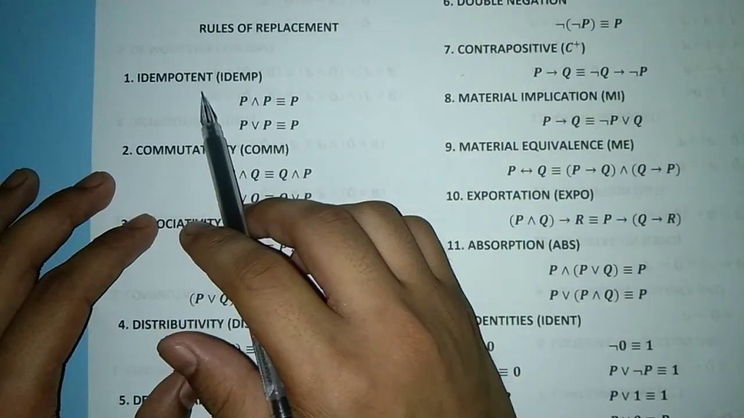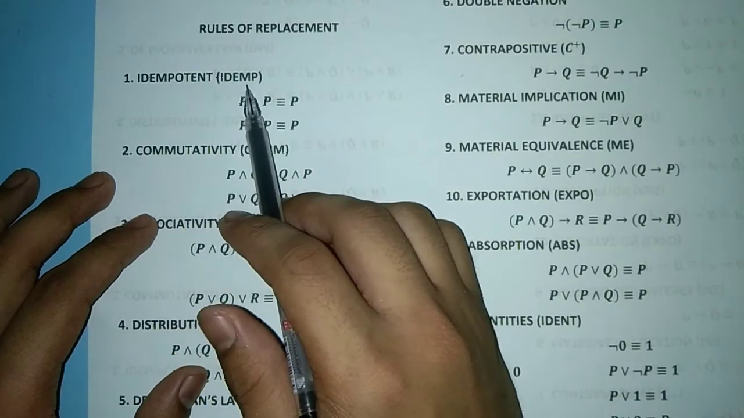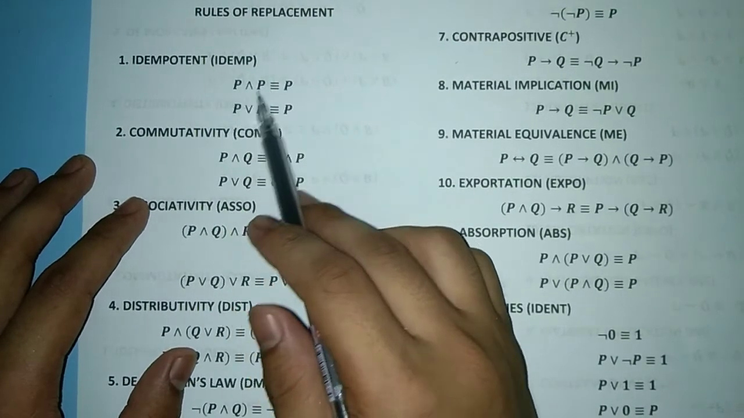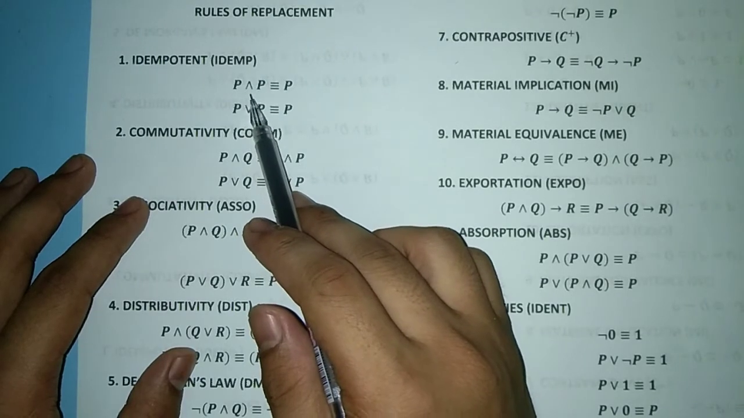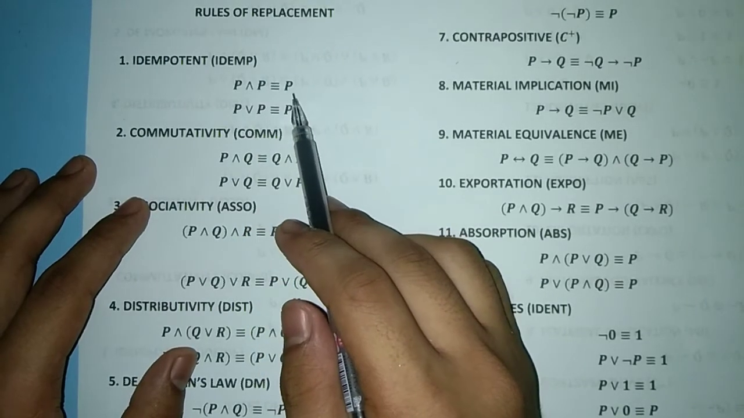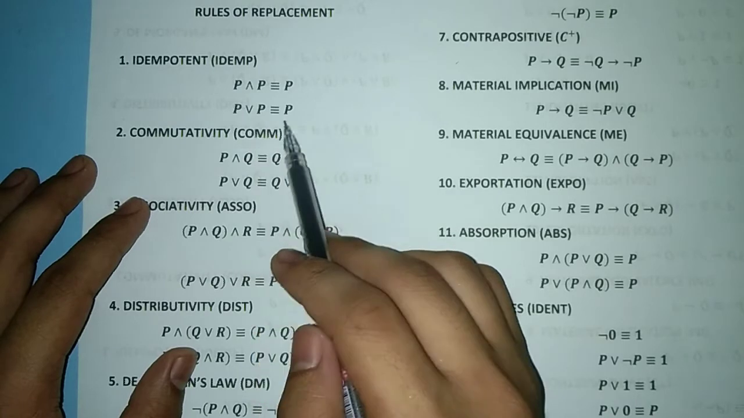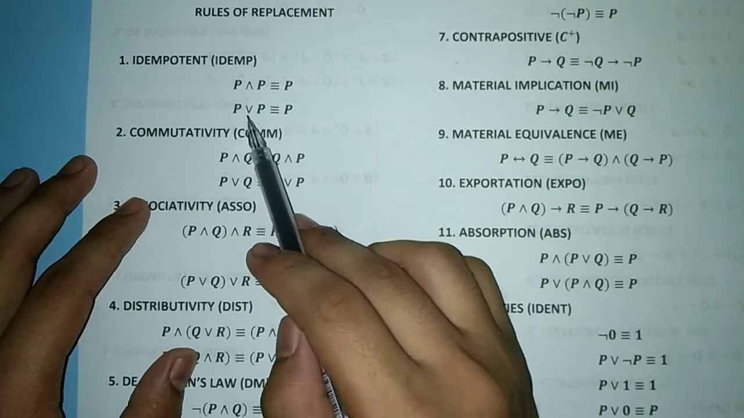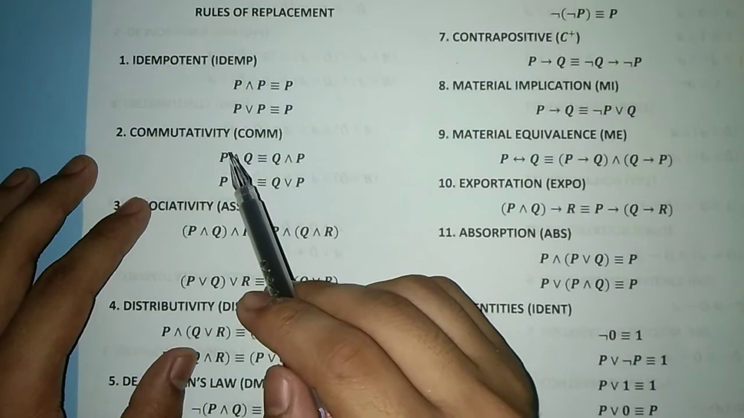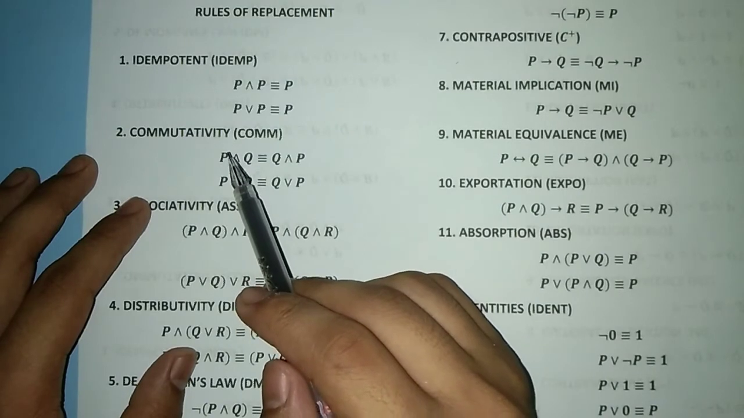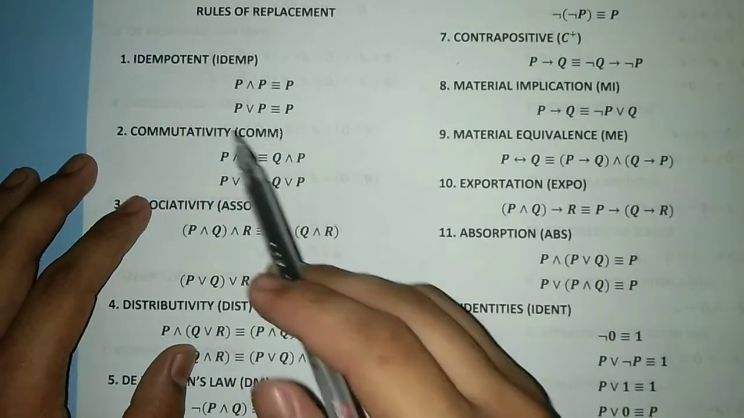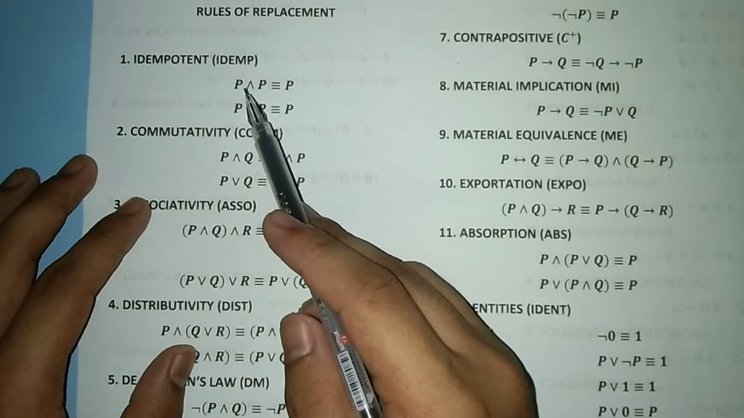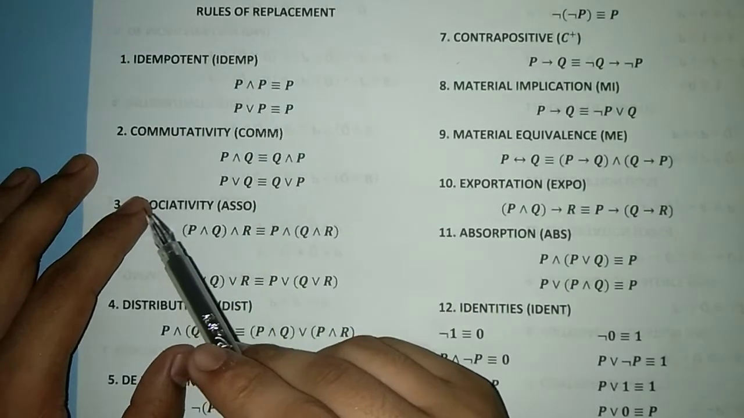So yung una, we have idempotent or idemp in short. So ang idempotent, kapag nakita natin yung P and P, pwede natin siyang palitan as P na lang. O kaya kapag P or P, that is P. So take note yung logical operator, ito lang ha, and tsaka or lang. Okay, so wag nyong i-apply yan sa P implies P. Okay? Or P if and only if P. So sa idempotent, ang ginagamit lang ay yung and tsaka or.